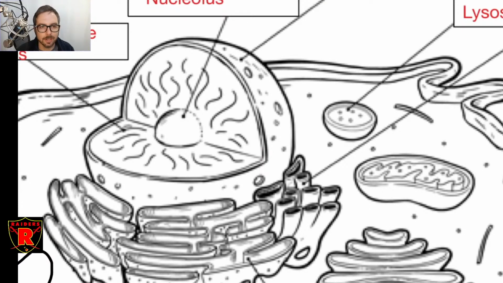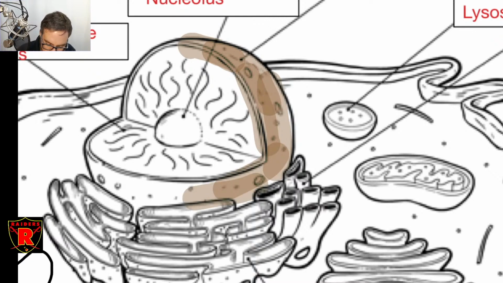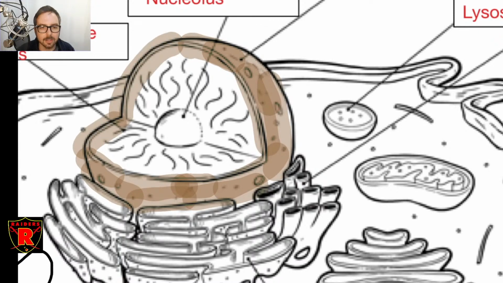Okay, and while you're coloring it, the idea is you are thinking about and recalling all of the information that you just learned about the nucleus. Oh, there it is, and there are the nuclear pores, and this contains all the genetic information for the cell, and okay?